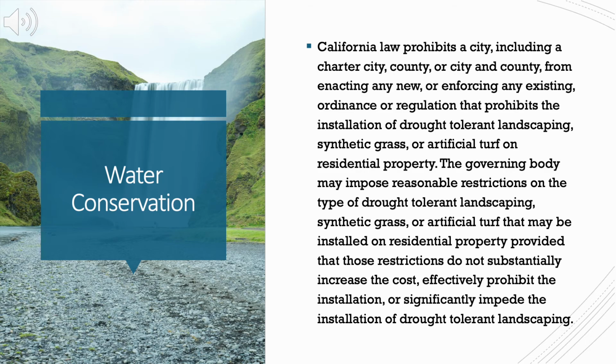Water conservation. California law prohibits a city, including a charter city, county, or city and county, from enacting any new or enforcing any existing ordinance or regulation that prohibits the installation of drought-tolerant landscaping, synthetic grass, or artificial turf on residential property. The governing body may impose reasonable restrictions on the type of drought-tolerant landscaping, synthetic grass, or artificial turf that may be installed on residential property, provided that those restrictions do not substantially increase the cost, effectively prohibit the installation, or significantly impede the installation of drought-tolerant landscaping.